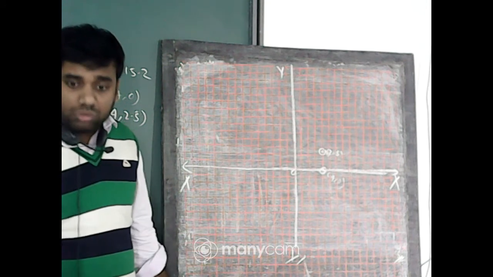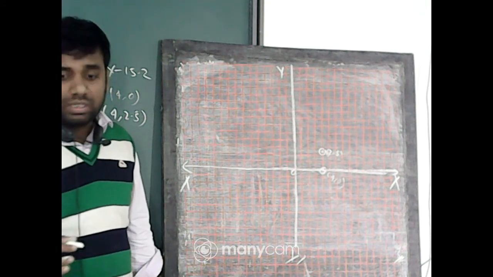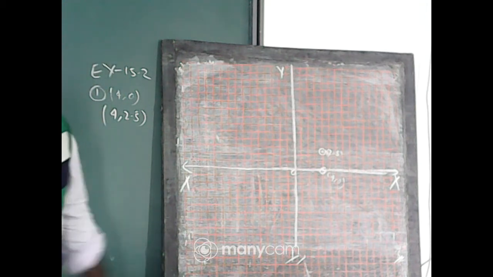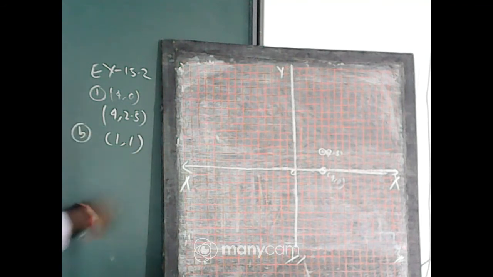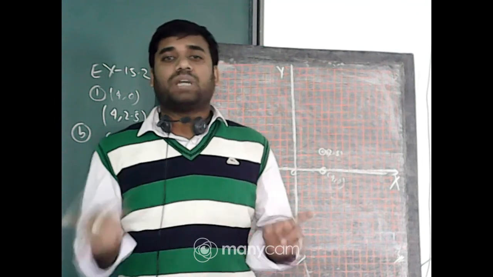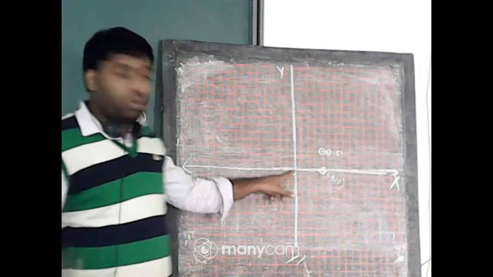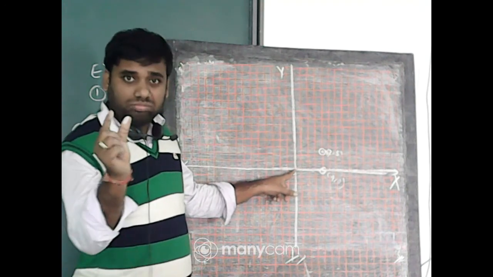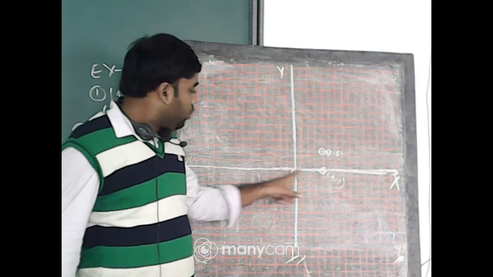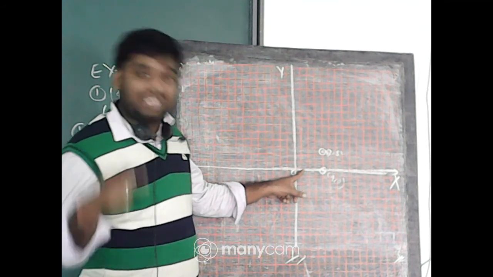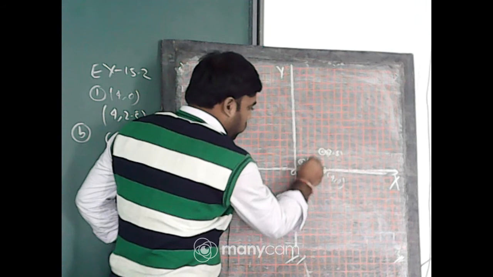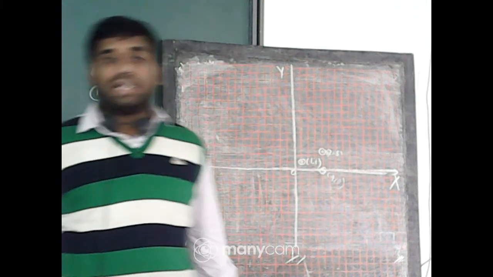I have so many examples I will solve here. Just follow. Next question, from part B: (1, 1). 1 is the x coordinate, the next one is the y coordinate, both positive. Origin is here, so we move only 1 along the positive x-axis, as 1 is positive. On the y-axis we move up or down, but as it is positive, we move above only 1. That is the point.